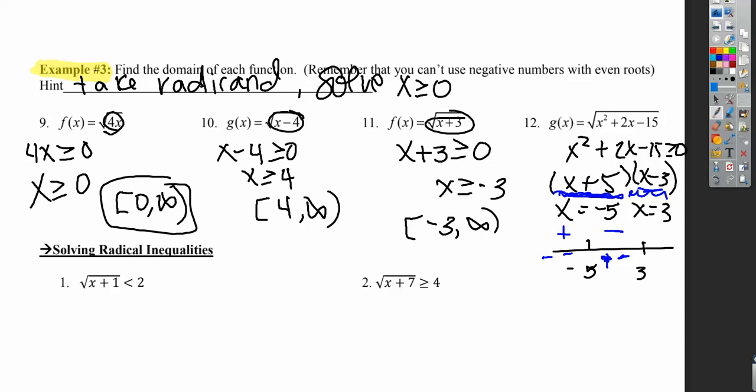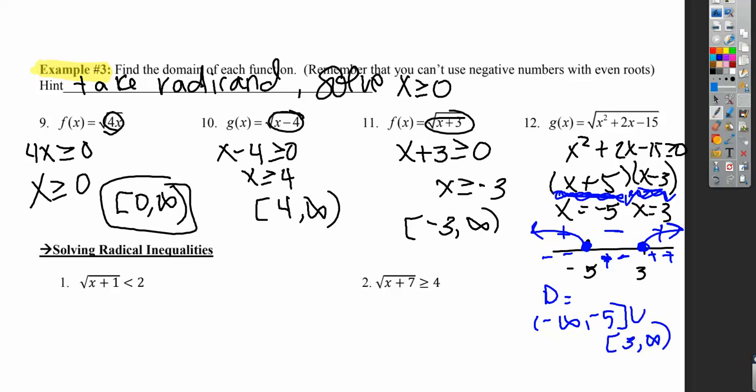And if I pick a number to the right of 3, let's pick 6. If I plug 6 in there, it's going to be positive, and if I plug 6 in there, it's going to be positive, and that's going to be positive. So I know my zeros are going to be closed dots because it's greater than or equal to. And since it's greater, I'm going where the positives are. So my domain is -infinity to -5, union 3 to infinity.